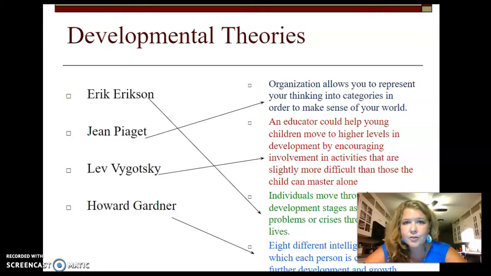So Erik Erikson, as you remember, he said children move through different developmental stages. Jean Piaget said that children organize their thinking into categories in order to comprehend and process new information. Lev Vygotsky said that when we provide children with scaffolding and we activate their prior knowledge, it helps them to be able to learn new concepts, much more advanced concepts than what they'd be able to learn or process on their own. And then remember, Howard Gardner popularized the different intelligences and how children all learn in different ways.